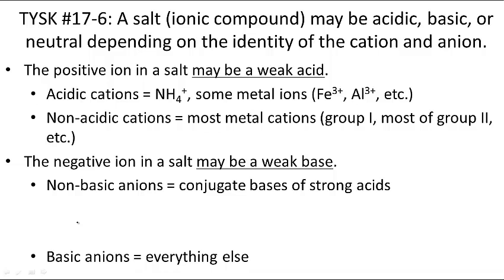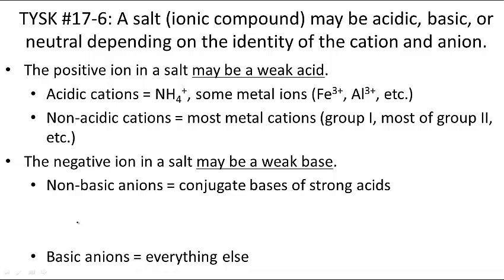The key is a salt is made of a positive ion and a negative ion. Positive ions are sometimes acidic. We've seen a couple examples of acidic positive ions. All right? The most common one is going to be NH4+, ammonium. And with ammonium, it's relatively obvious where the H+ comes from. So NH4+, remember an acid is a proton donor, an H+ donor. NH4+, oh, it's got H+, so it can give an H+ away. So that can be acidic.